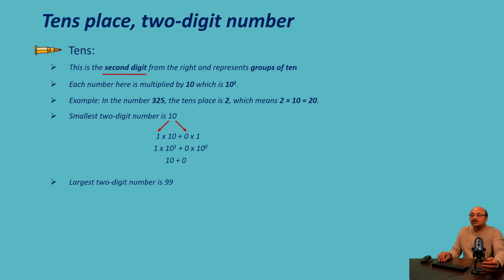The largest two-digit number is 99. Apply the same approach. 9 into 10 to power 1 plus 9 into 10 to power 0 gives us what? 90 plus 9. The result is 99. Again, to stress on the concept, for the units place, 10 to power 0. For the tens place, 10 to power 1.